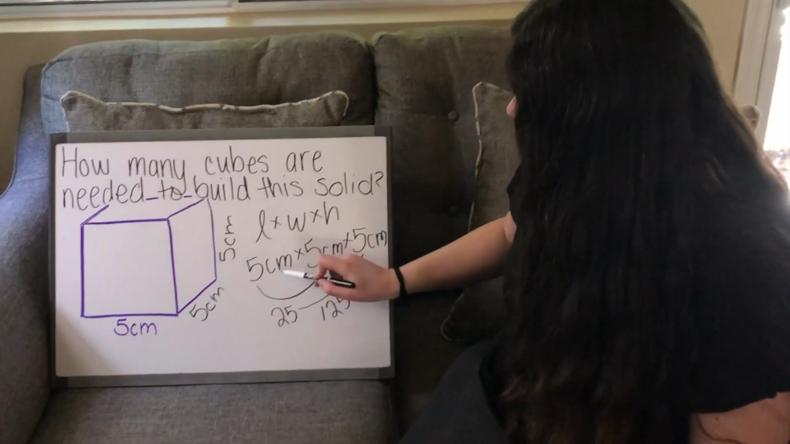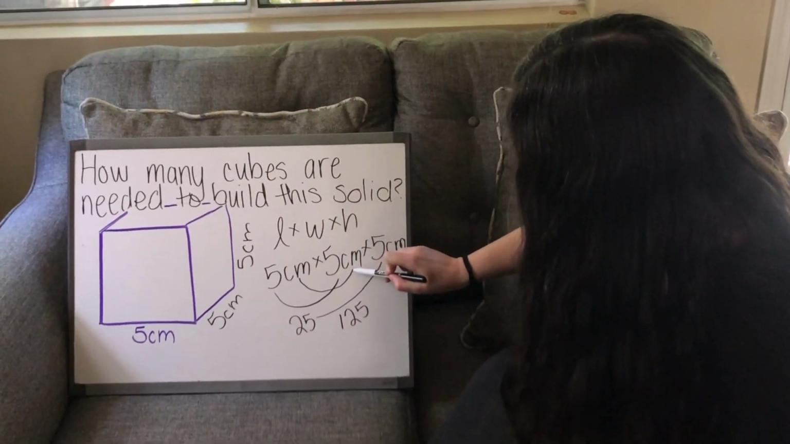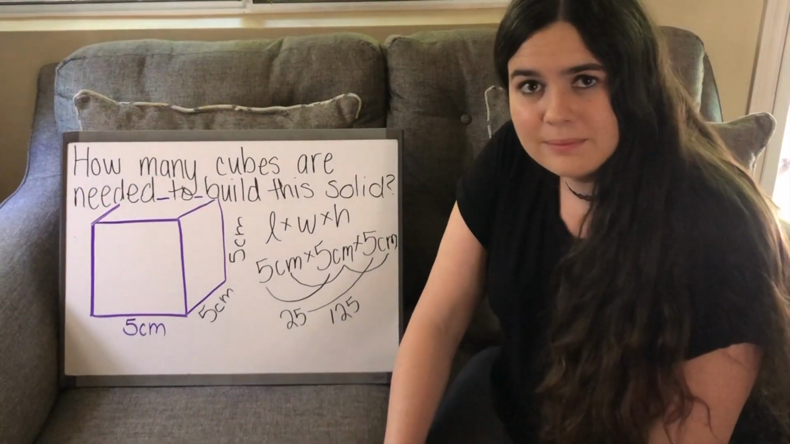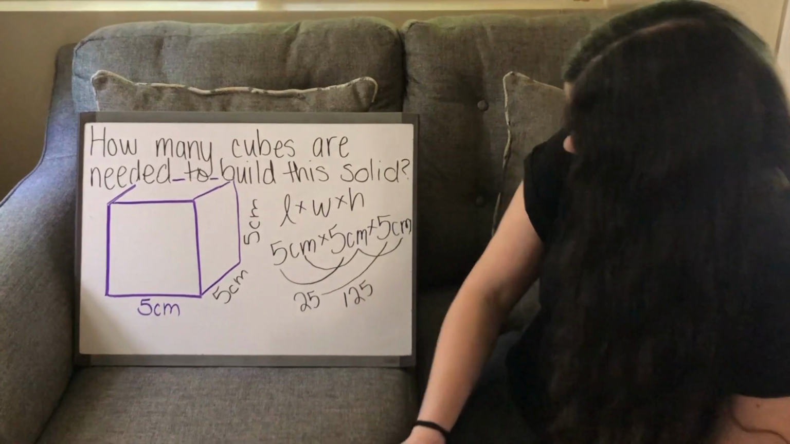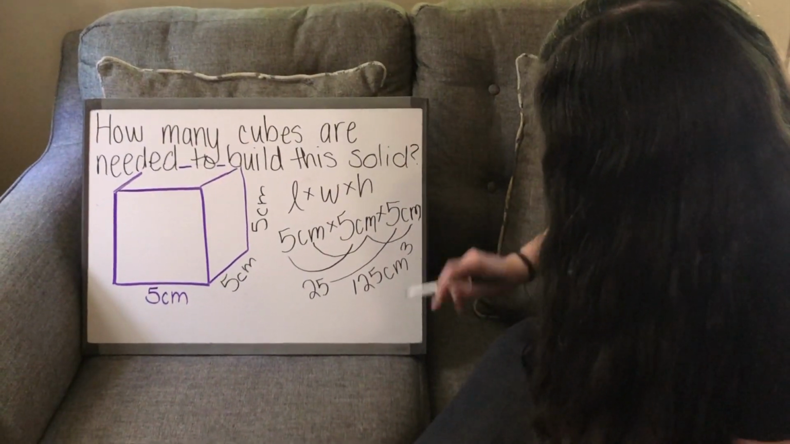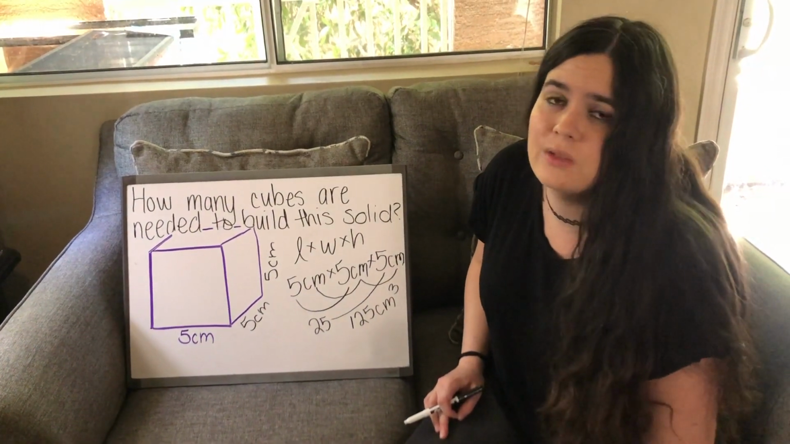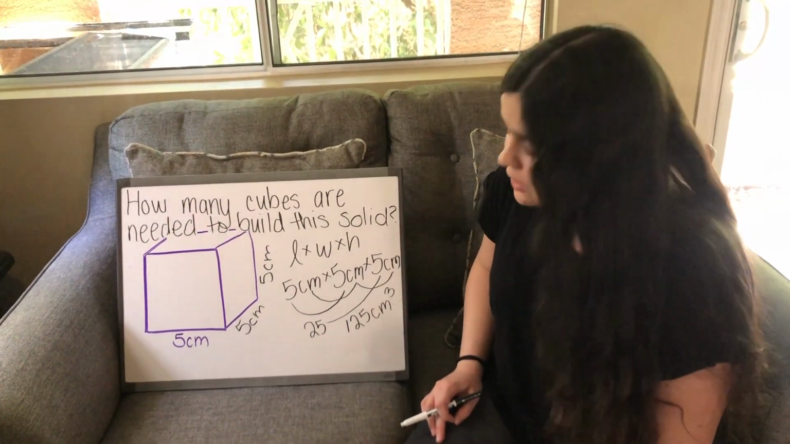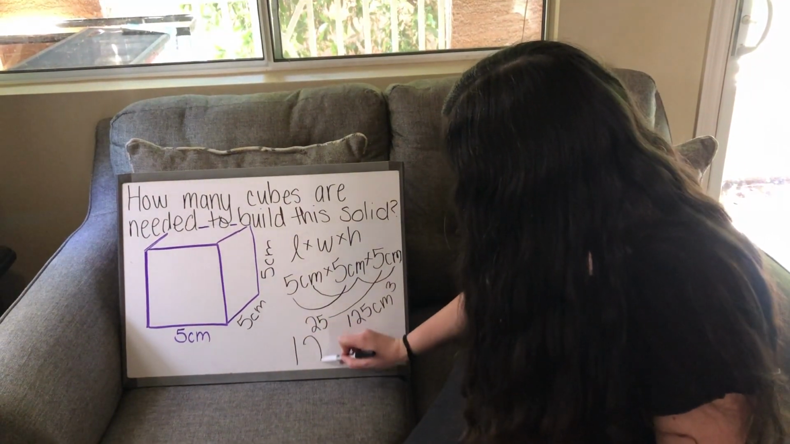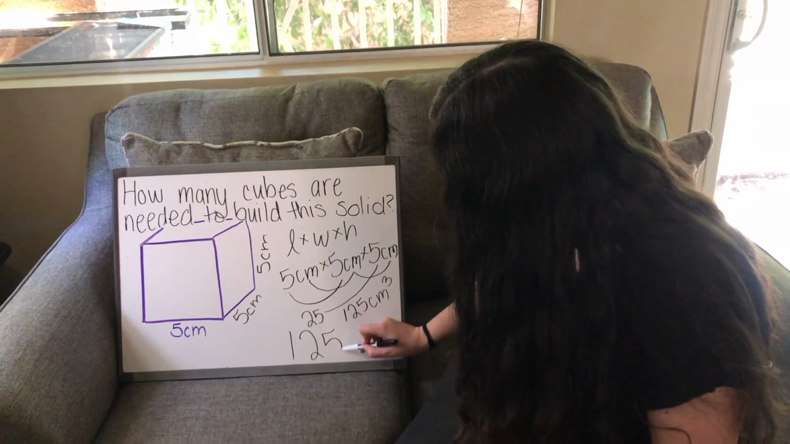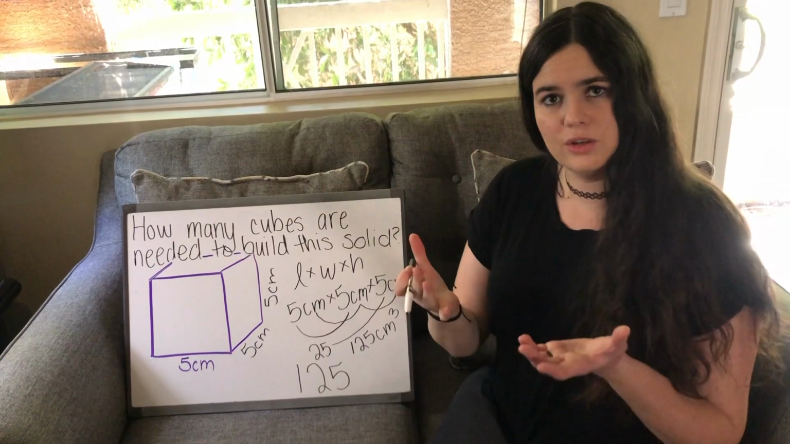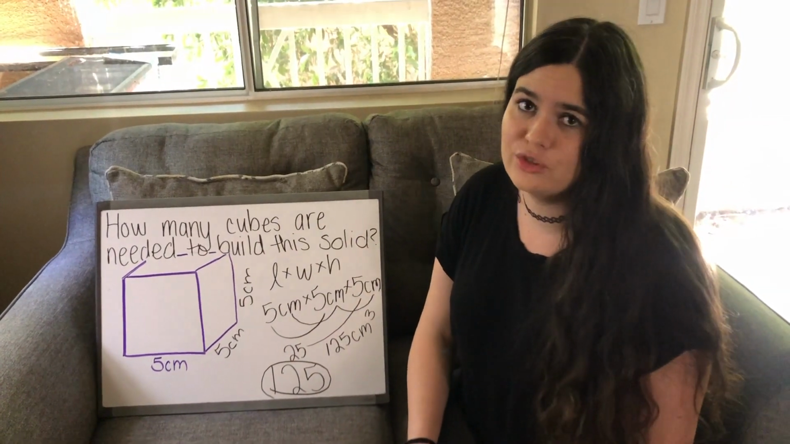We have centimeters times centimeters times centimeters. What is our unit going to be? Our unit is centimeters cubed. Since the volume of this cube is 125 centimeters cubed, we know that it will take 125 small 1 centimeter cubes to fill this larger cube. So our final answer is 125.